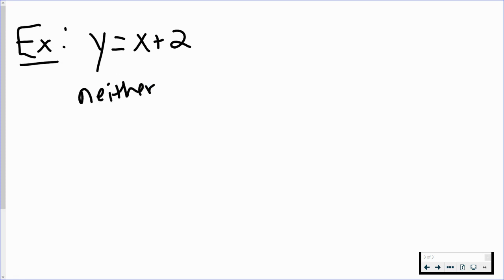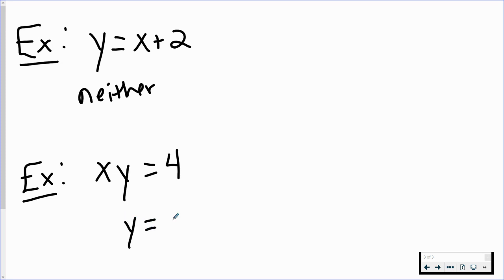Let's try one more. Let's say we have x times y equals 4. When we first see this one, your instinct might be to say that's neither because that doesn't fit each one. But again, think about trying to simplify this or move it around and play with it to get it to look like the others. If we just divided by x on both sides, we would end up with y equals 4 over x. Notice this one now looks like inverse variation because we have a number divided by x.